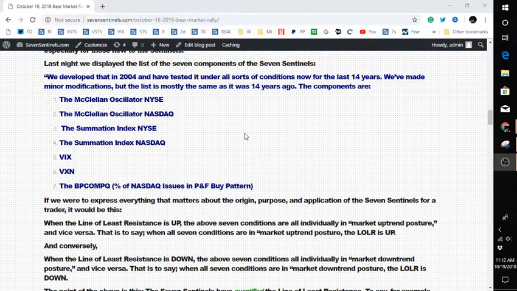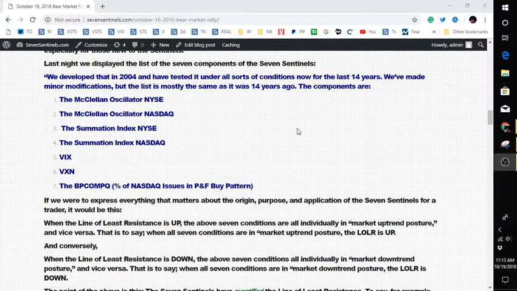of least resistance. Livermore used to always say, always trade with the line of least resistance. He'd say there are not two sides to the market, a bull side and a bear side. There's only one side, and that's the right side. And the right side, he would go on to say, is the line of least resistance.